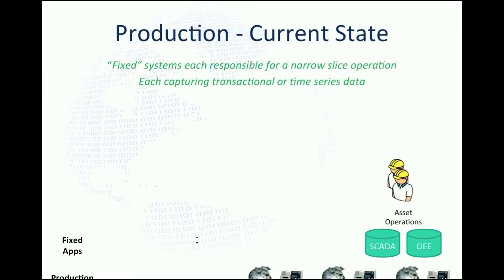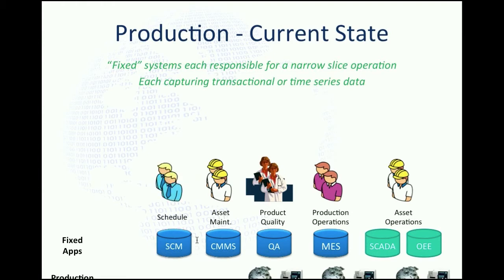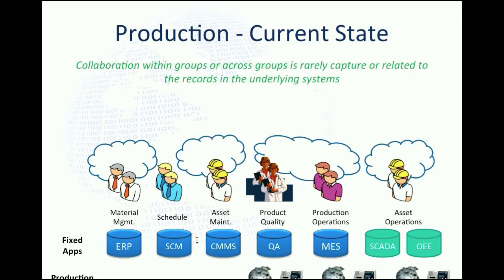So in the current state, fixed systems in production are responsible for a narrow slice of operation, and they each capture transactional or time series data. As an example, asset operations, perhaps SCADA and OEE, production operations, manufacturing execution, QA for product quality, asset maintenance, computerized maintenance management, or enterprise asset management or maintenance. Schedule would be SCM, and material management would be in the domain of ERP. So each of these systems contains transactional data or time series data that's separate and not related.